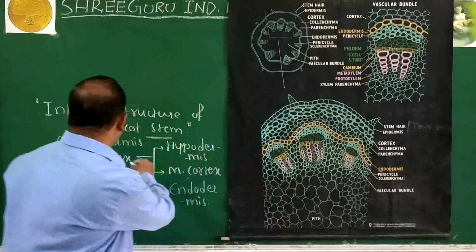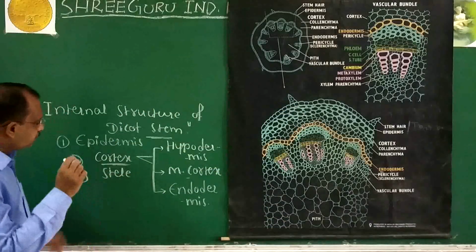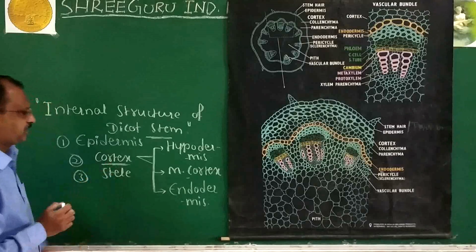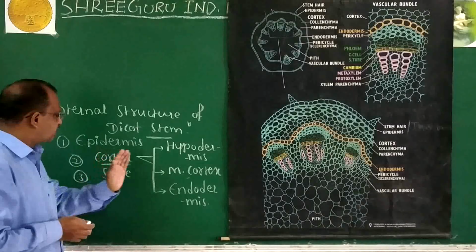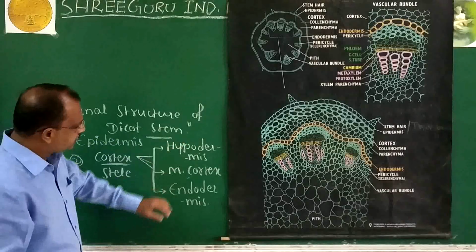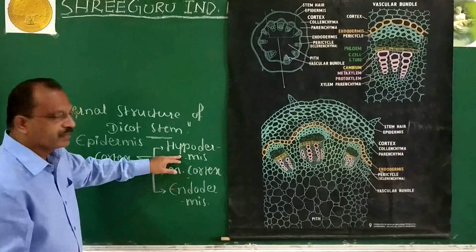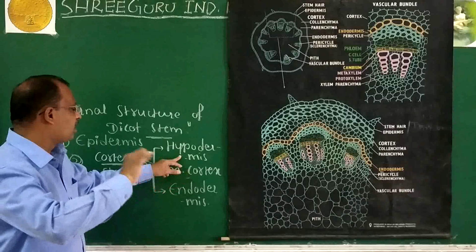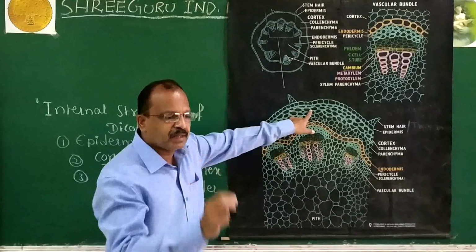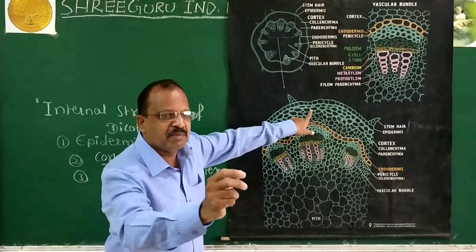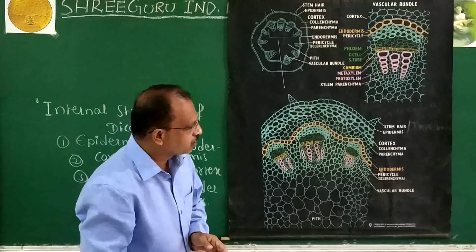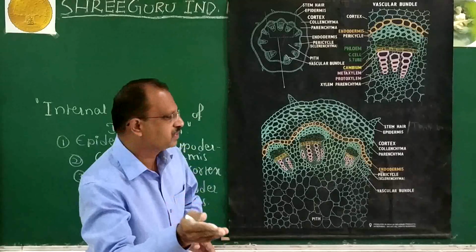I will repeat the cortex, so take care. The region present in between epidermis and stele is known as cortex. Just for the sake of convenience, it is further differentiated into three zones: hypodermis, middle cortex, endodermis. Hypodermis is the outermost layer of cortex, just below the epidermis. It is made up of 3 to 4 layers of collenchyma cells. Corner walls are thickened, and the main function of this collenchyma is to provide mechanical support.